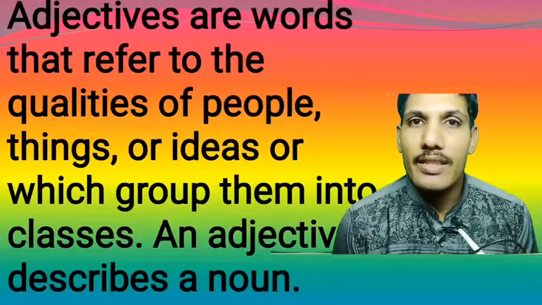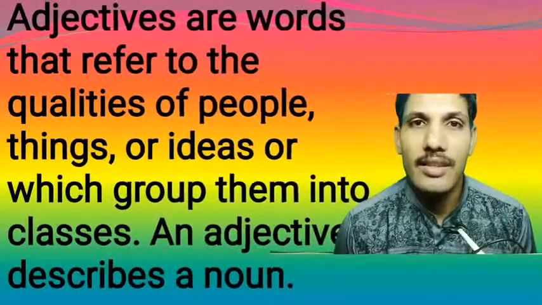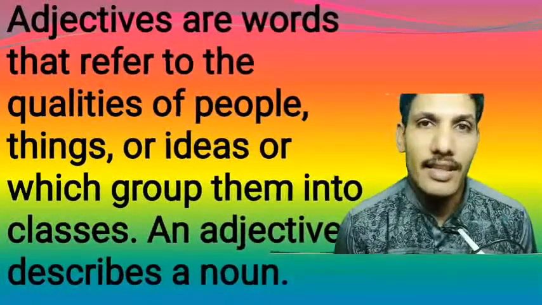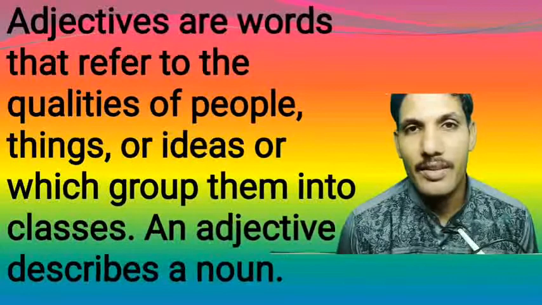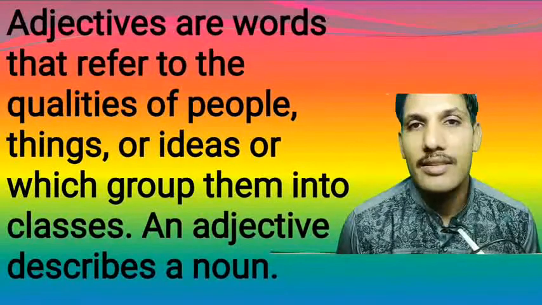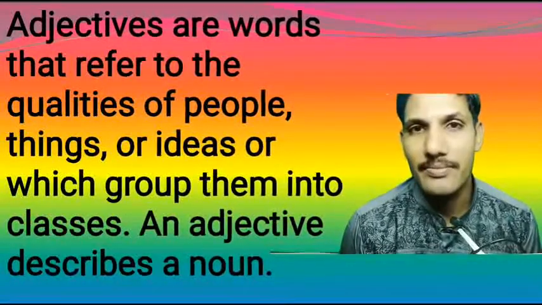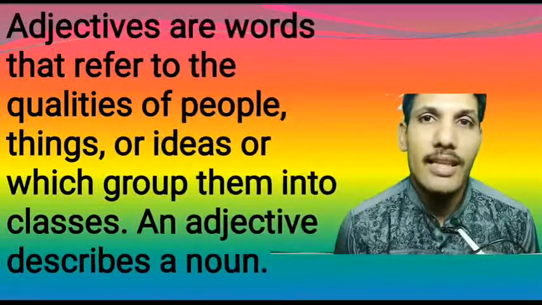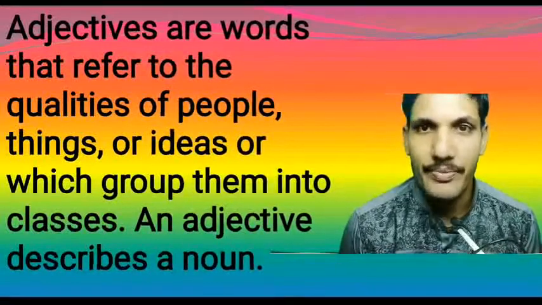The definition of adjectives tells us that adjectives are the words that refer to the qualities of people, places, things, ideas, or which group them into classes. Therefore, adjectives are referred to as describing words of a noun. For example, he is a good boy. Here, good is the word that describes the boy. Hence, good is the adjective.